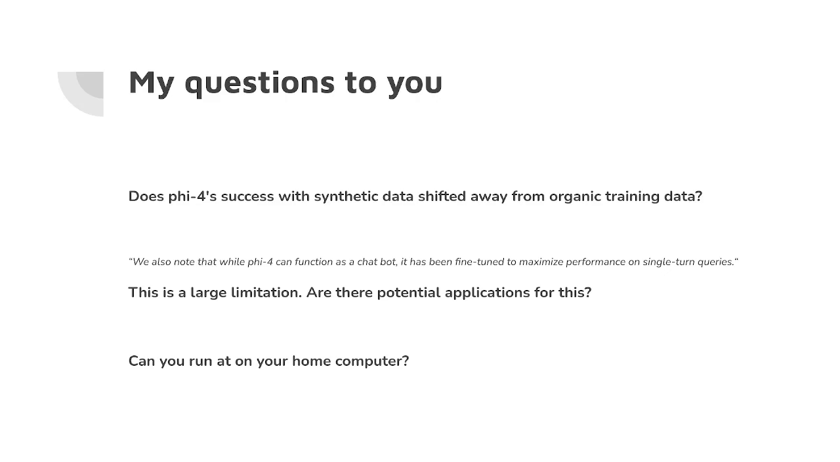Phi-4 is fine-tuned to maximize performance on single-turn queries. Are there potential applications? Like, if you search something on Google or ask a simple question, sometimes it'll return a language-modeled response. So for search engines, I can definitely see a benefit.